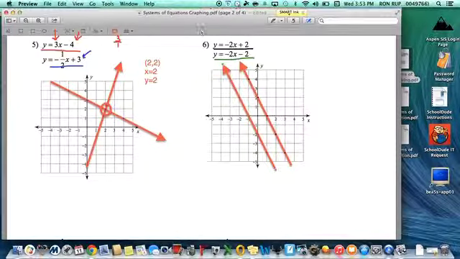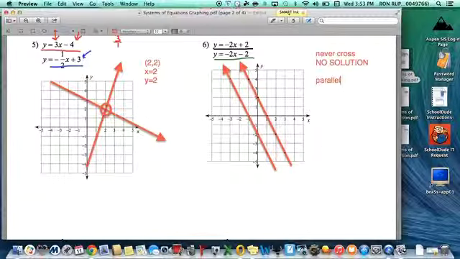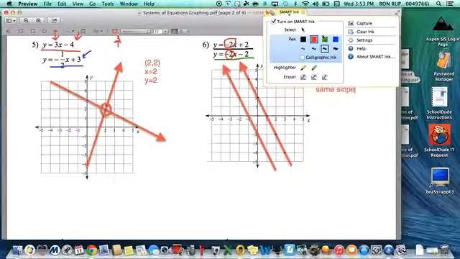Now notice that these lines never cross, so no solution. And this is because they are parallel lines. Remember, parallel lines are lines that never cross. And we know this because they both have the same slope. So we really didn't even have to do all this work and all this graphing. We could have just seen that because the slope is the same, negative 2, negative 2, we know that there can't be any solution to the system of equations. All right, so that is solving by graphing.